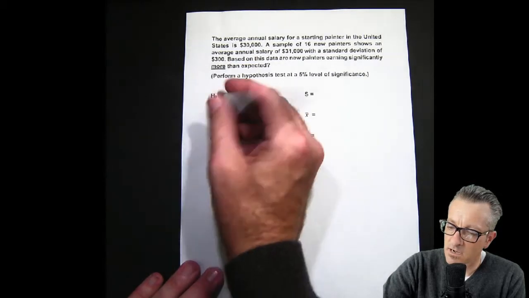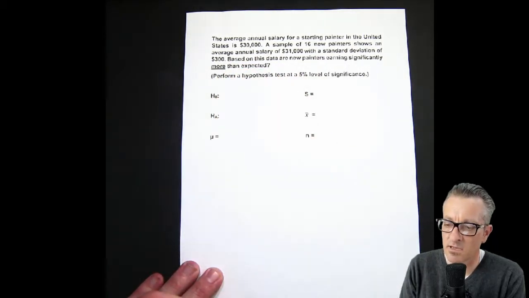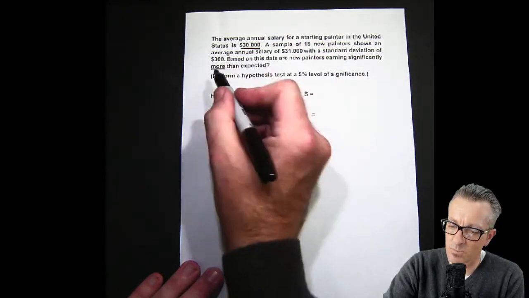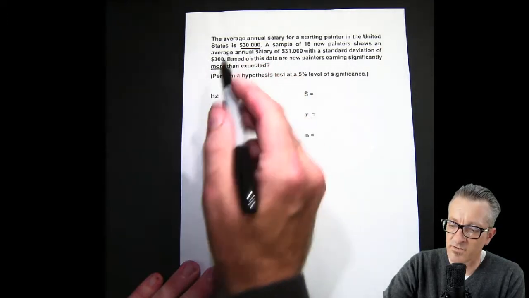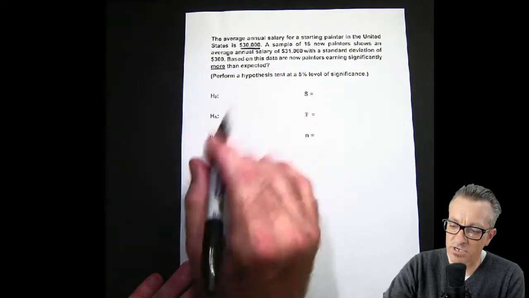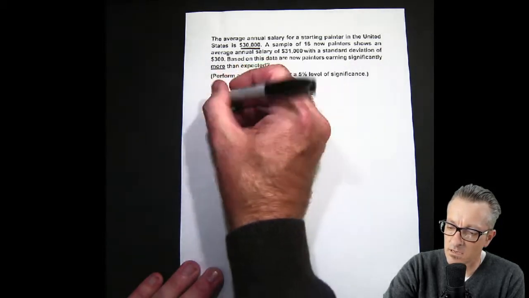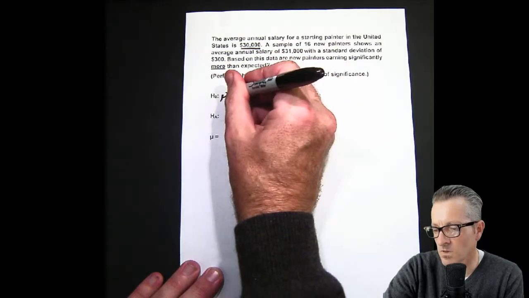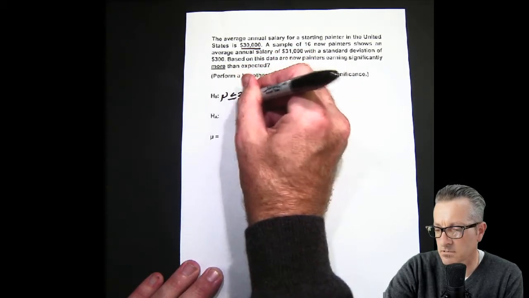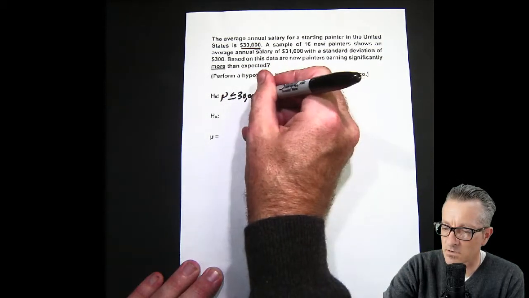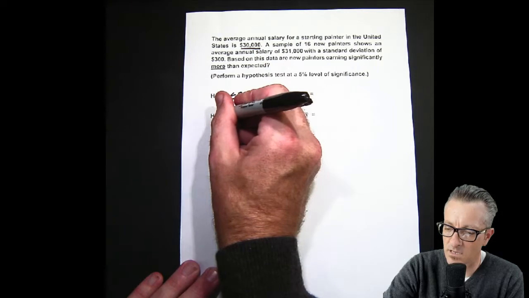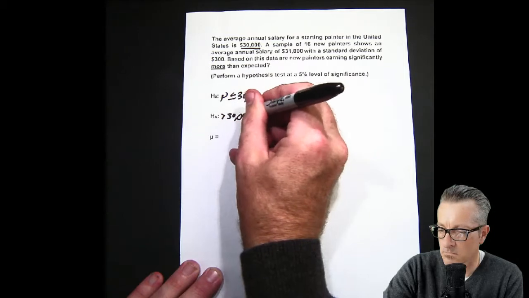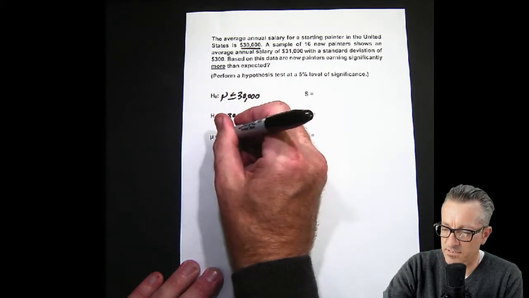Our null hypothesis is going to be that the painters are earning $30,000 or less, because we're testing to see if the null hypothesis is true or if we should reject it. So the null is mu is 30,000 or less. And what that means is our alternative hypothesis is going to be more than 30,000. And our mu is 30,000.